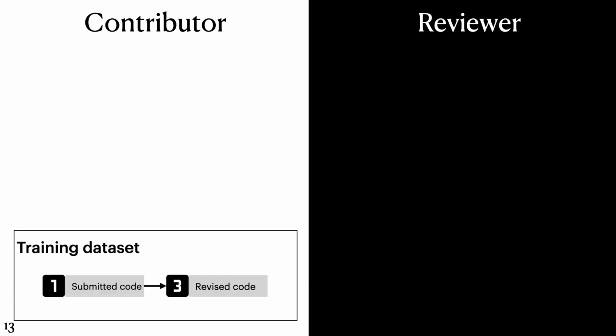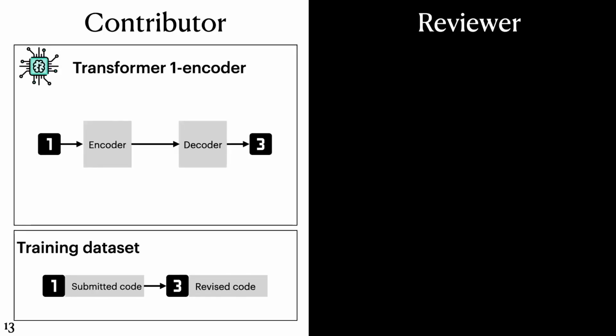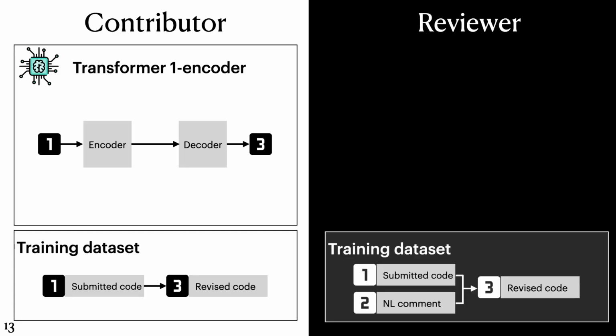On the contributor side, the training set consists of only the submitted code and the revised code. Using this training set, we trained a transformer model that is an encoder-decoder model. The encoder takes as input the submitted code, and the decoder tries to generate the revised code. On the reviewer side, instead, we want to take as input both the submitted code and the natural language comment, and generate the revised code implementing the suggestions contained in the natural language comment.